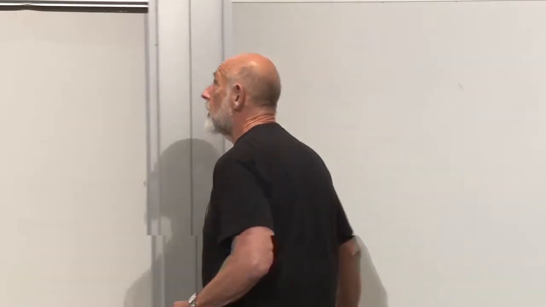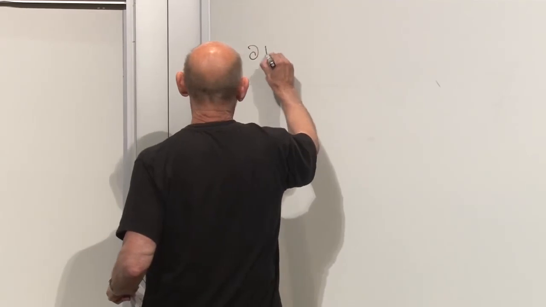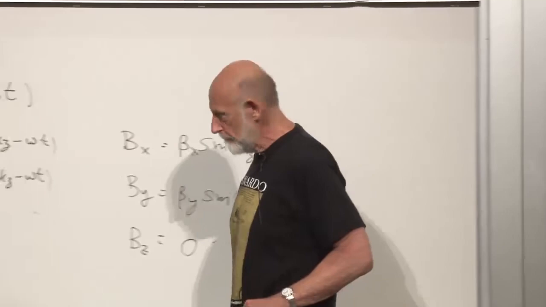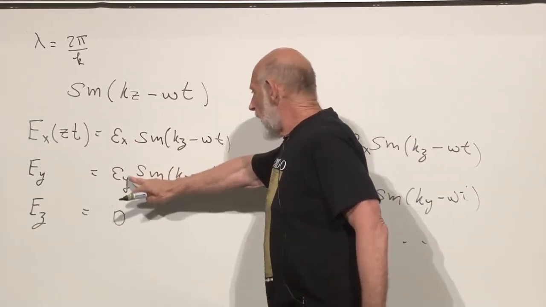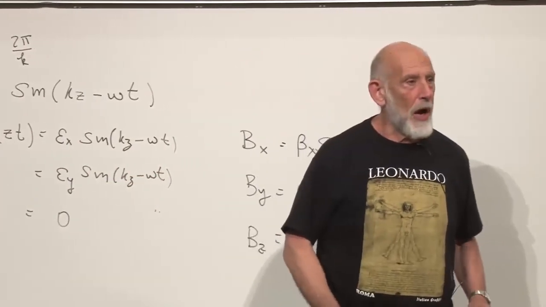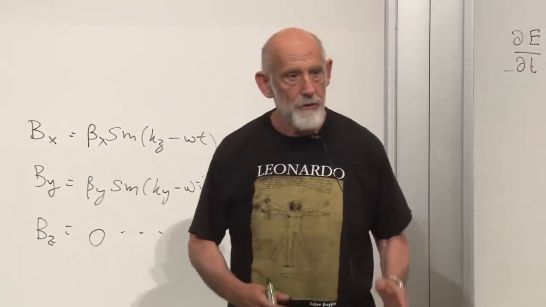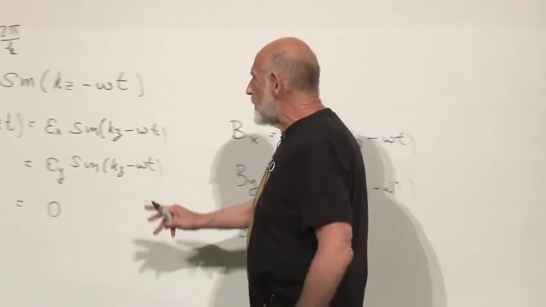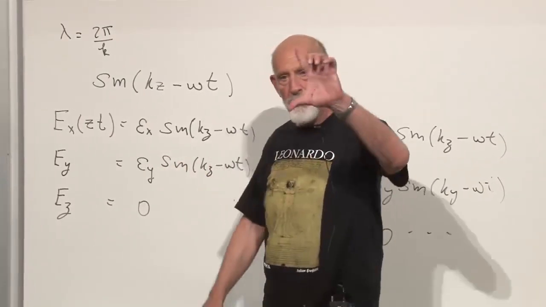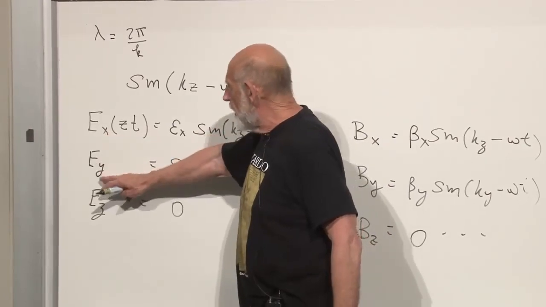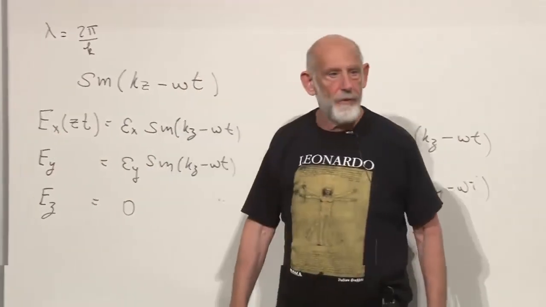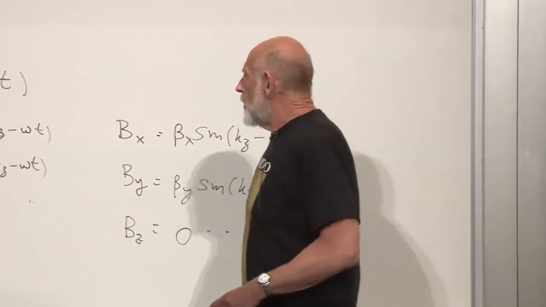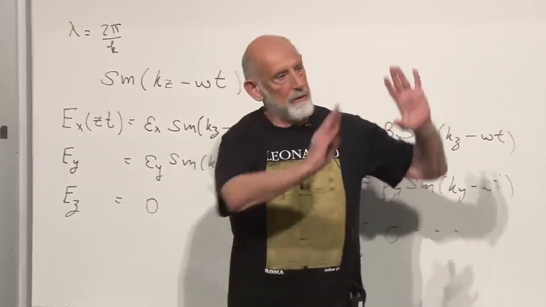All right, let's pick one. Let's take the E dt. Oh, one more thing. This epsilon x and epsilon y are constants. They don't vary. They're just numbers. All right? They're vectors in the xy plane which determine, roughly speaking, the ratio or the amount of Ex and Ey that's there. You can always rotate in the xy plane.